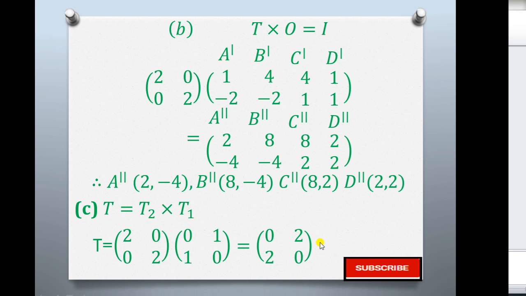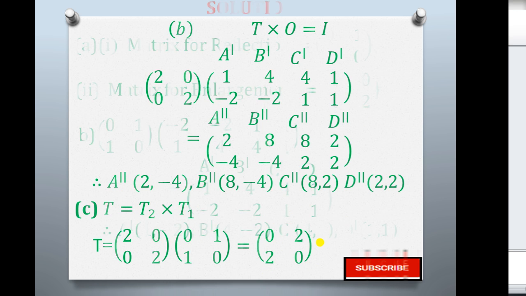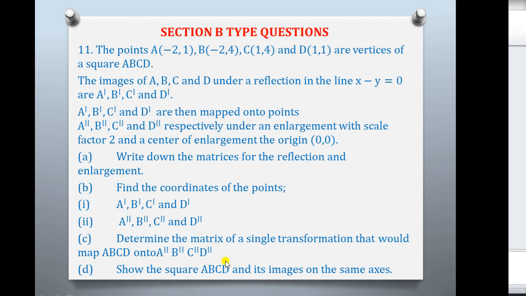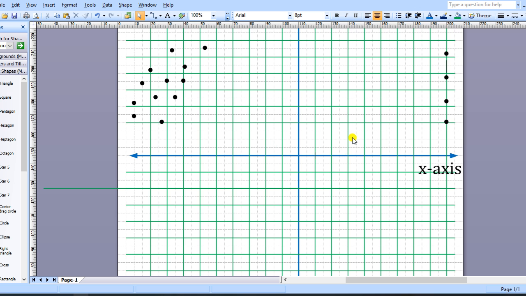Then I think part D asked us, if you go back to the question again, to represent A, B, C, D and its images on the same axis. Now let's go on a graph and do this representation. Let us see how to show all three figures on the same graph. As a student, you have to mark all these points and label them. But to make the video shorter, I am going to go directly.